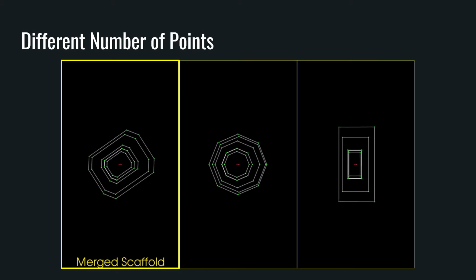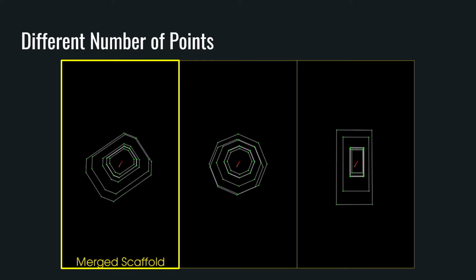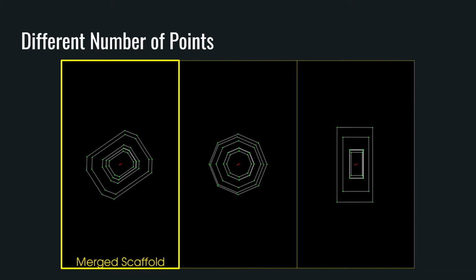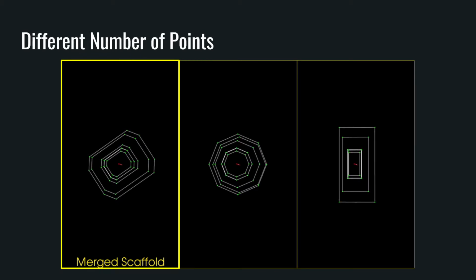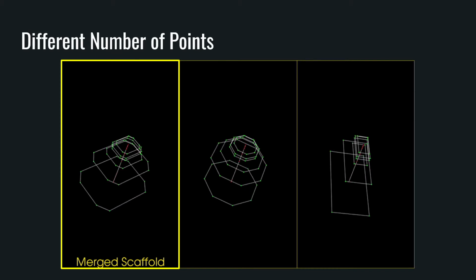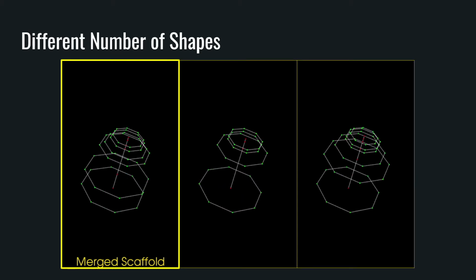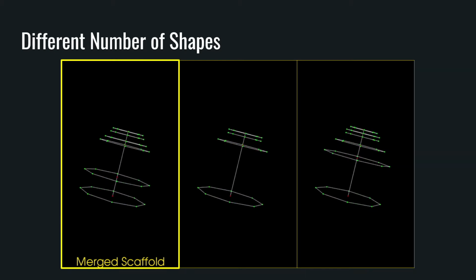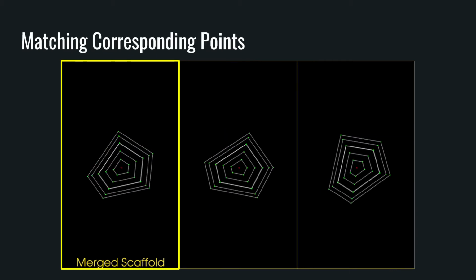Now, since our algorithm mainly functions as point merging, it is going to look at the scaffold that has the fewer number of points and actually add extra points to that file so that it can be more effectively merged with the one that has the greater number of points. Then we have different numbers of shapes, and this functions the exact same way as a different number of points. It's just doing the same thing with the control shapes.